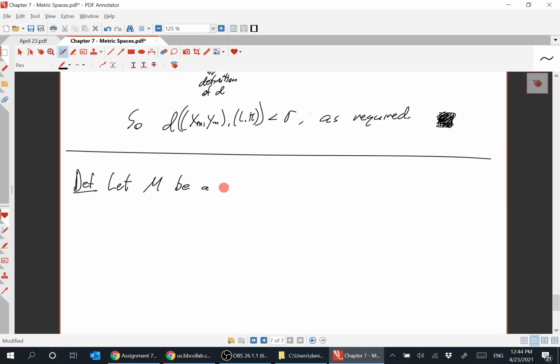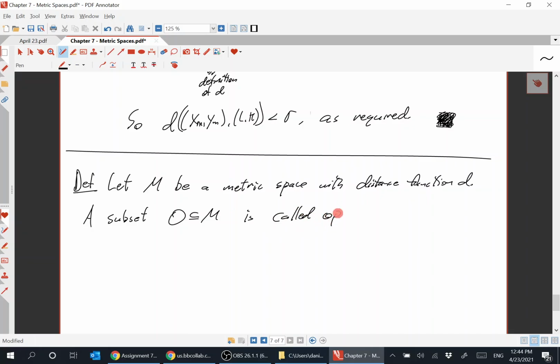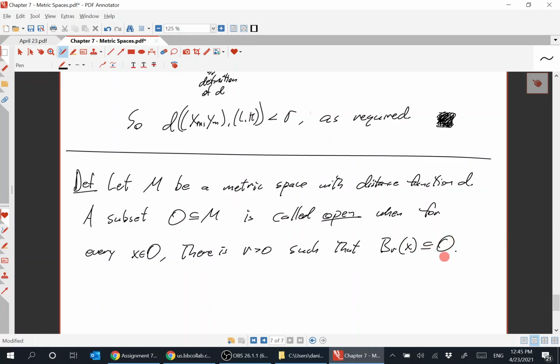Let M be a metric space with distance function D. A subset O is called open when for every x in O there is r bigger than 0 such that the ball of radius r around x is contained in O.